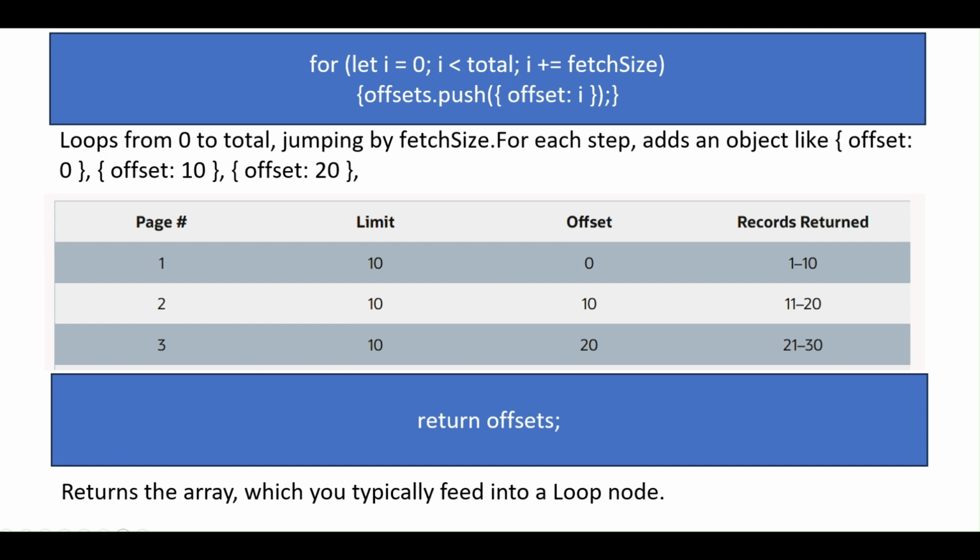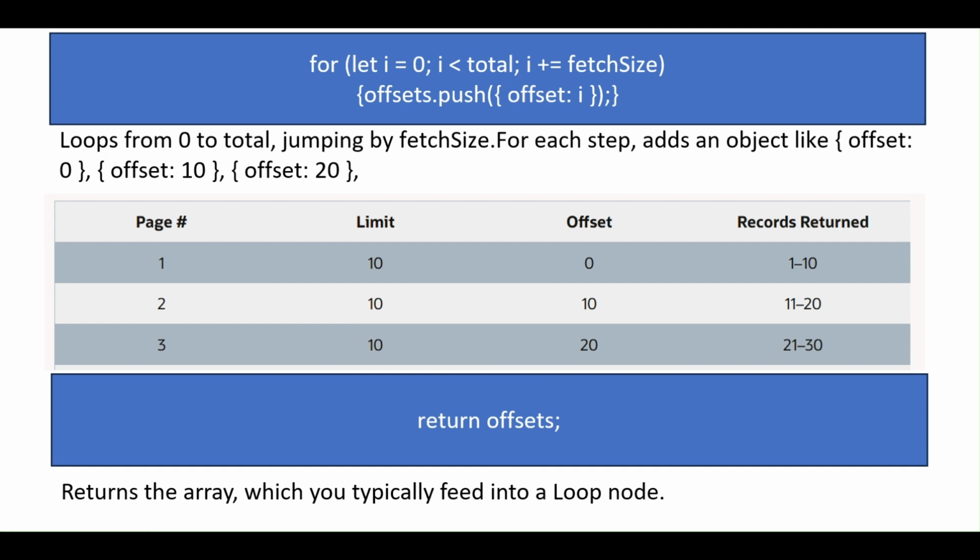And this is where the magic is happening, because each time we jump from 0 by 10, 10, 10. So if we have 25, it will stop here. And finally we are returning that offset, basically returning that list of bookmarks in an array, and that list gets handed to a loop node so that it runs over them one by one. So in simple terms, this code node is not fetching any data itself. It's just building a plan, a list of starting points, so that when we run this in a loop, we know exactly where to go next.